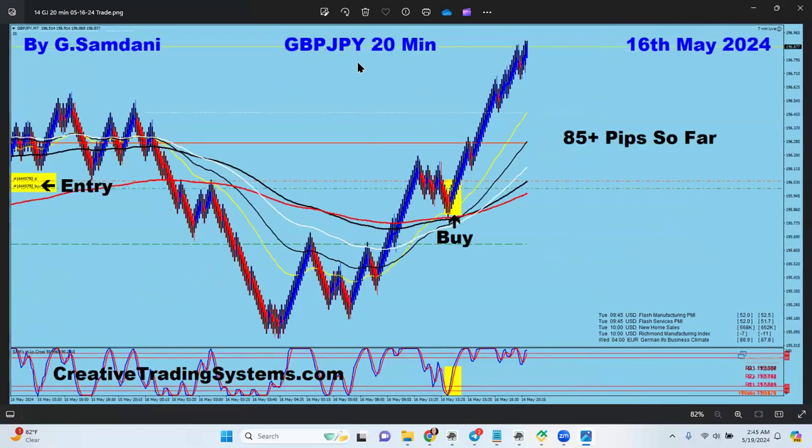And this is pound yen again. See how many pound yen so far? 85 pip from here to here. But this is from the 20-minute. See, this move looks small, but pipage is more, right? Because it's a 20-minute chart.